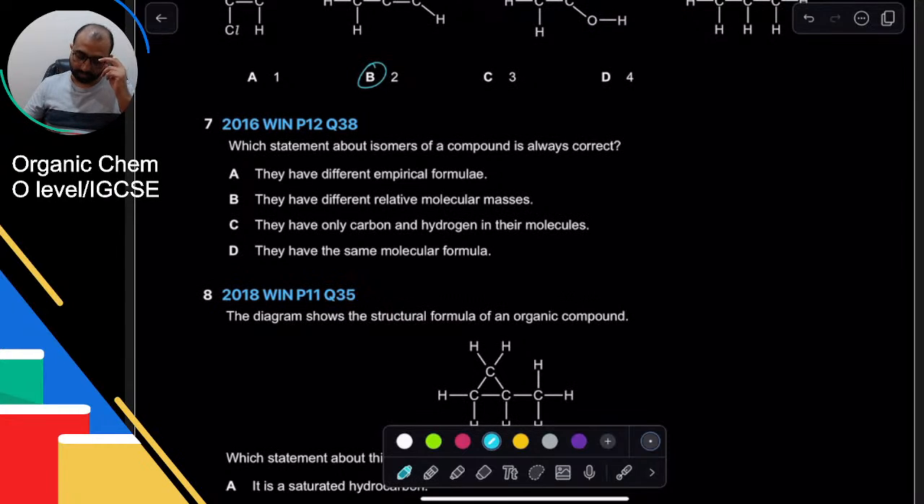Which statement about isomers of a compound is always correct? So isomers of a compound, what will always be correct? उनमें same molecular formula, same MR होगा, same empirical formula होगा, different structure होगा. ये सारी बातें, ठीक है? So let's see. They have different numerical formula, wrong. They have different relative molecular masses, wrong. They have only carbon and hydrogen, wrong. Okay. And they have same molecular formula. That's always correct. ठीक है?